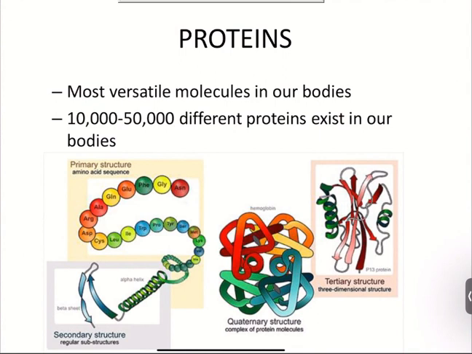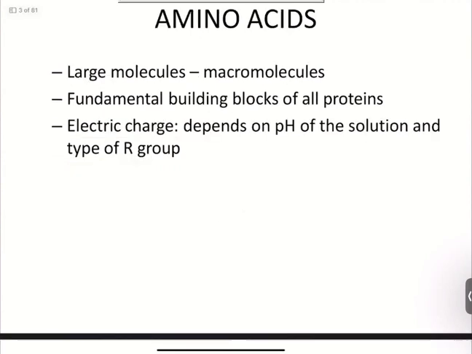Then you have their deep structures, which you can see as primary, secondary, tertiary, and quaternary. Okay, later on we will discuss it. Okay. So what are amino acids? So your amino acids are large molecules. They are known to be your macromolecule.